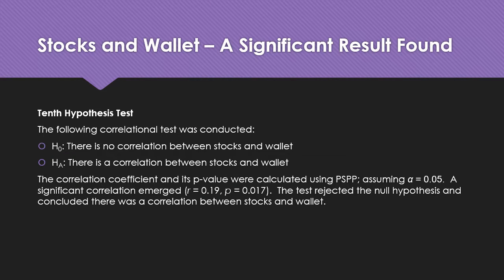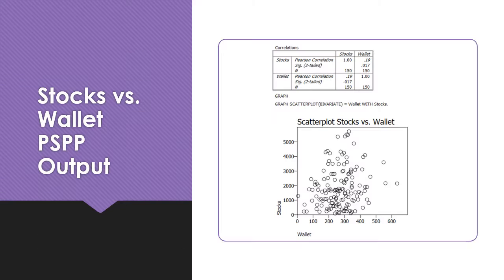This was the 10th hypothesis test that we conducted, and another one where we have kind of a weak correlation, but the p-value is not a coincidence. We rejected the null hypothesis based on the data coming from PSPP, but as we look at the scatter plot on the next slide, you'll see that the correlation between stocks and wallet is kind of weak. As you can see here, this is a fairly weak correlation.